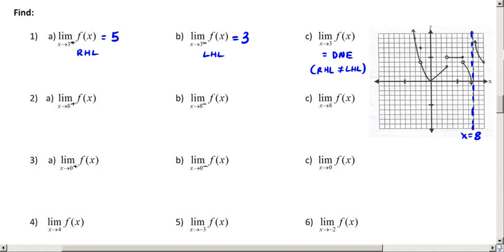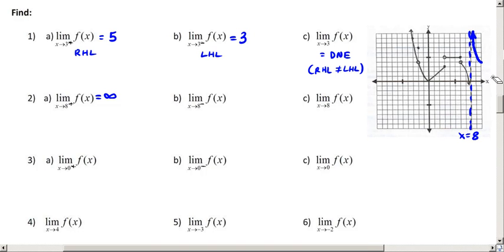The next problem involves when x approaches 8 from the right. As x approaches 8 from the right, you can see that the graph here diverges off to positive infinity. So our limit is going to be infinity. As we approach from the other direction, the limit goes to negative infinity. And so the limit as x approaches 8 again does not exist.